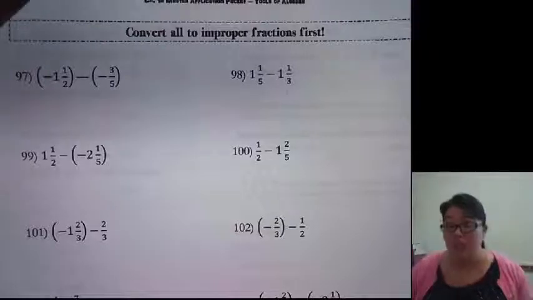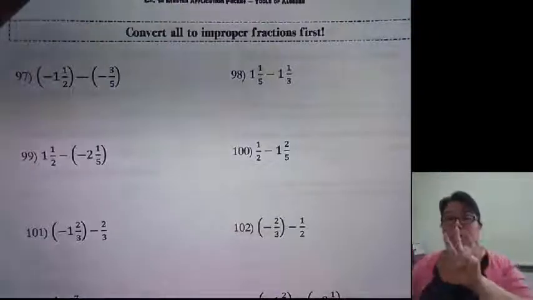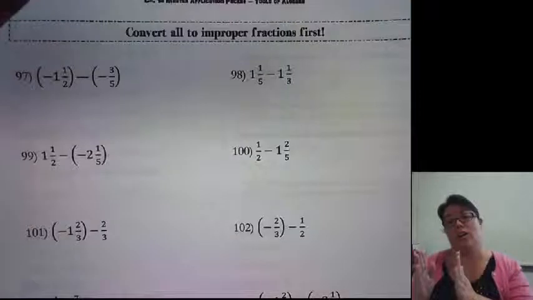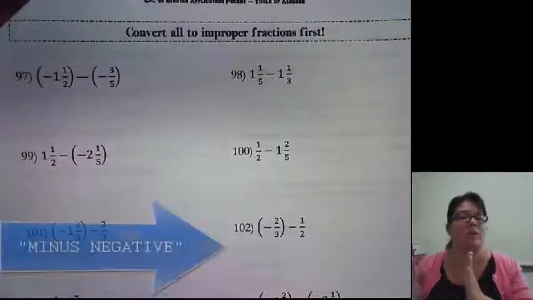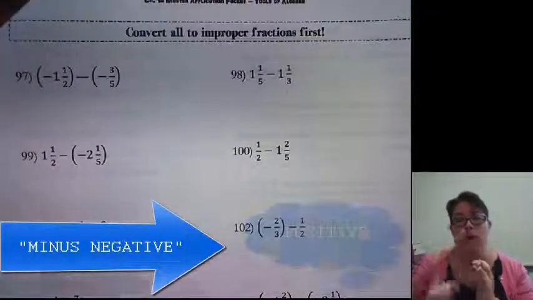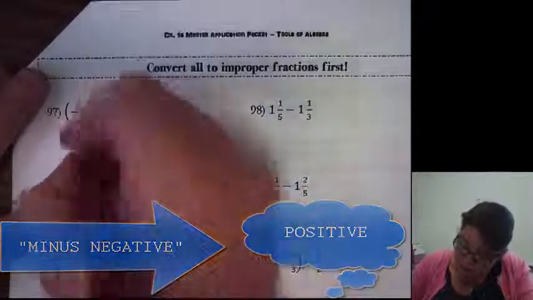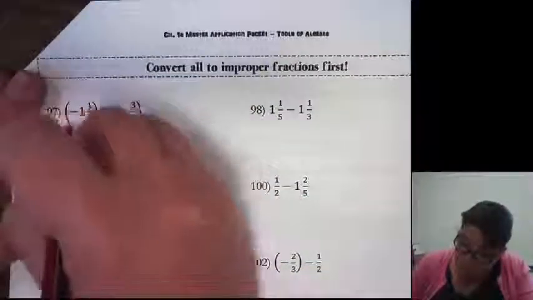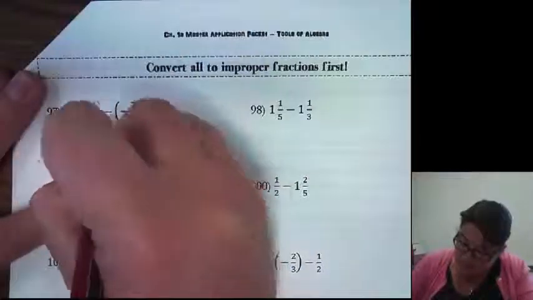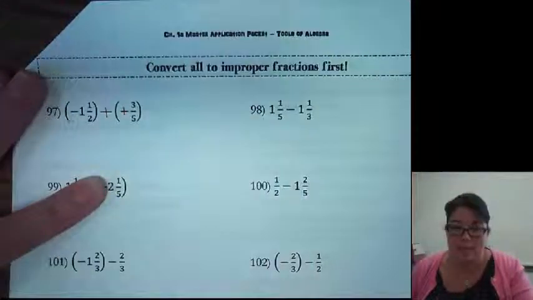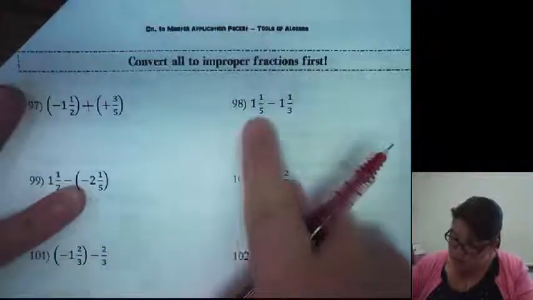Again, just like before, if we see two negative symbols right next to each other, if we read the problem and we say minus negative, we're going to convert them to a positive. So let's do that first. Here I have this part minus negative, so I'm going to change both of those to a positive. Let's see if I have any more.